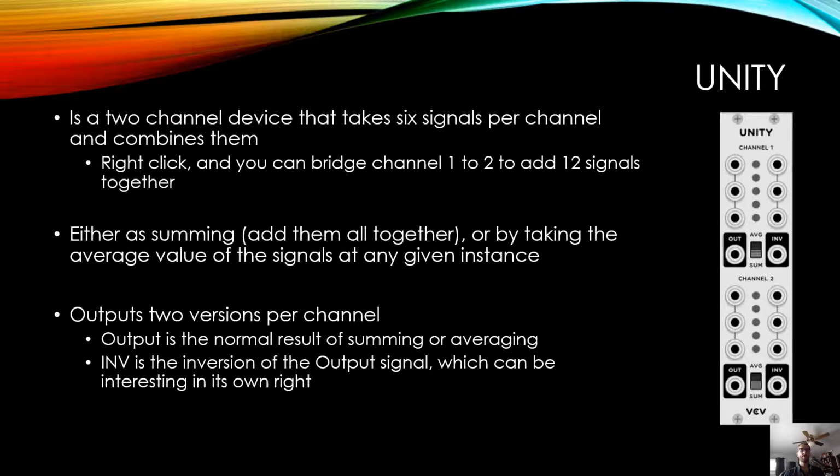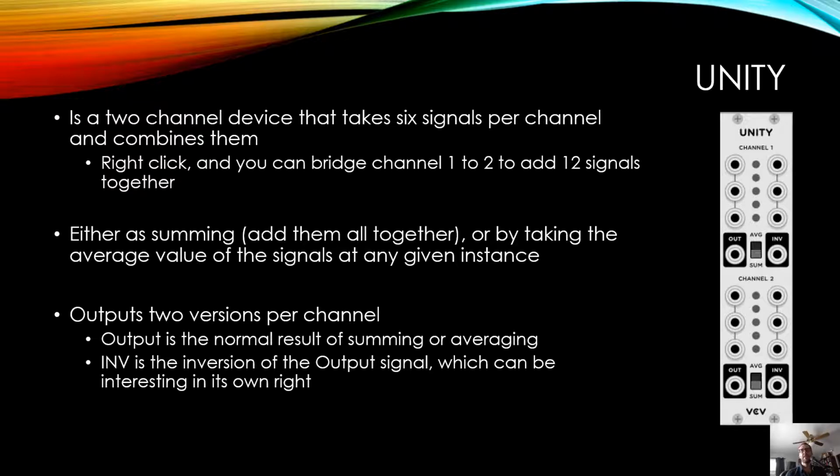Next, we have Unity. This is a 2-channel device that takes 6 signals per channel and combines them. If you right-click, you can also bridge the top channel, channel 1, to channel 2, and have 12 signals that you're adding together. They're added together in one of 2 ways. You can either sum them, where it adds all the signals together, whatever the values are. Some of these might be positive, some of them might be negative, there might be some cancellation, it could be cool, it could be weird. Or it takes the average values of the signal at any given instance.